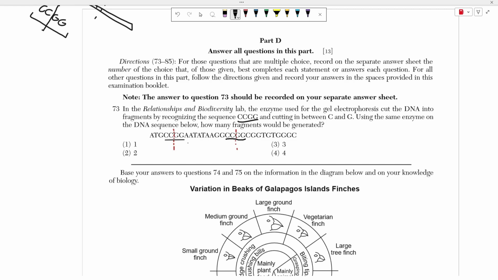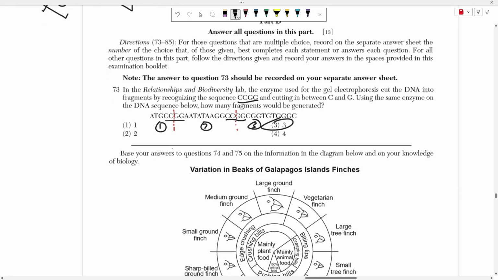So I'm going to make 2 cuts, and that's going to split this DNA into 1, 2, and 3 fragments. So the correct answer choice is 3. Don't fall for the trap. They're not asking you how many cuts. They're asking you how many fragments are formed.